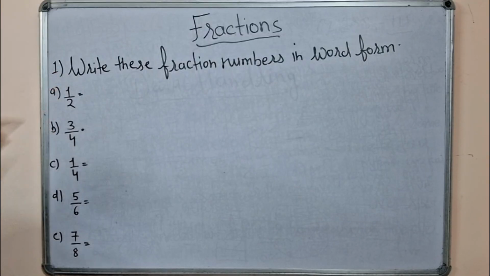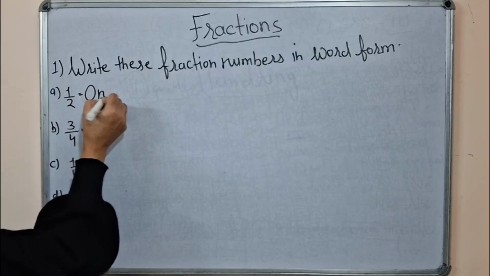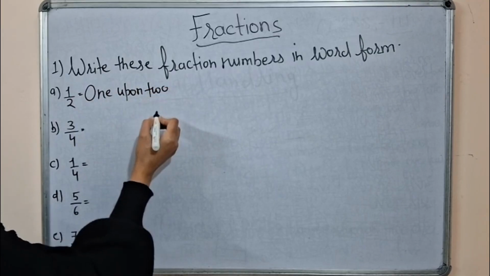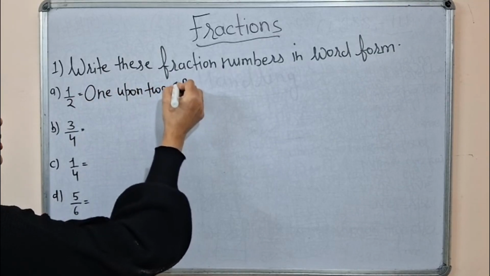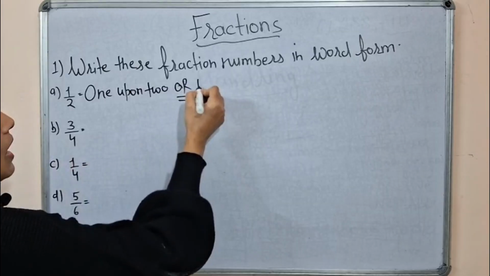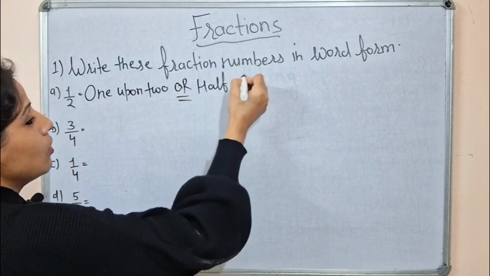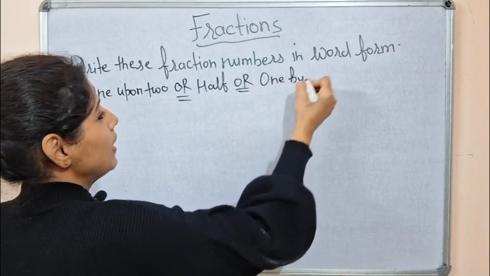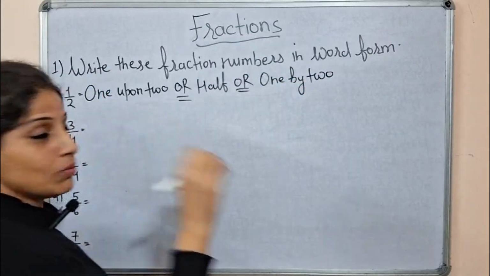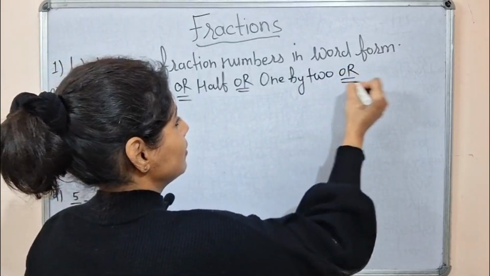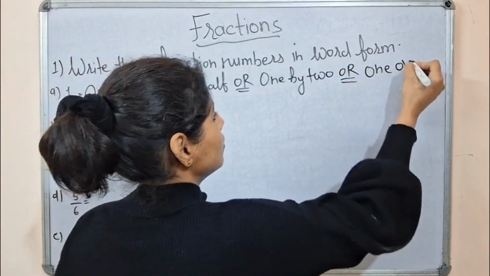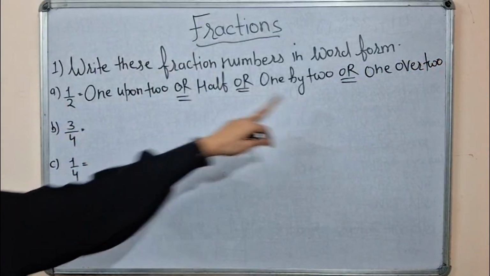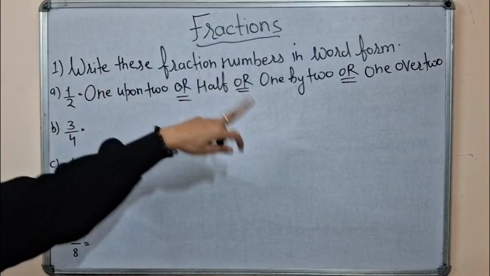So we can see one digit in the numerator and the other digit in the denominator, which is 1 and 2. So we are going to write it as 1 upon 2. There is another way also, half, or 1 by 2. One more, or 1 over 2, right? These are 4 ways in which we can write 1 upon 2 in word form.